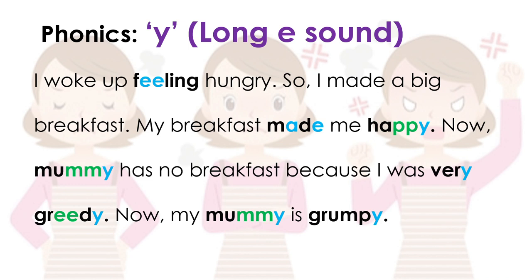I'm going to point out some words to you that you may not be familiar with. And remember to say the word, to spell it, and to say it again. So this first word is woke. Woke is the past tense of wake. The next word is hungry. The next word is breakfast. And our final word is because. So pause the video here and give this passage a try.